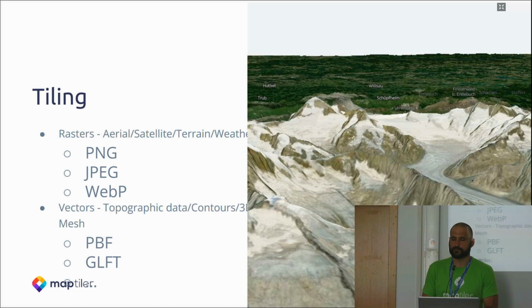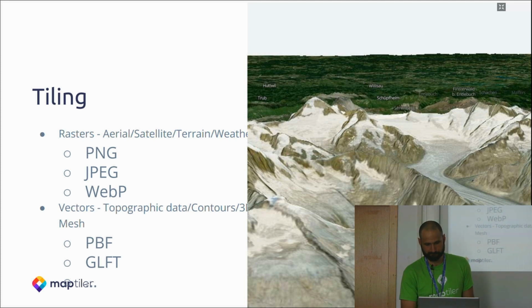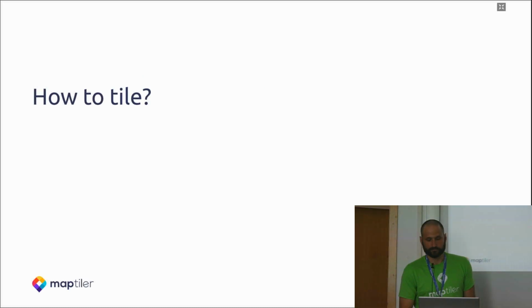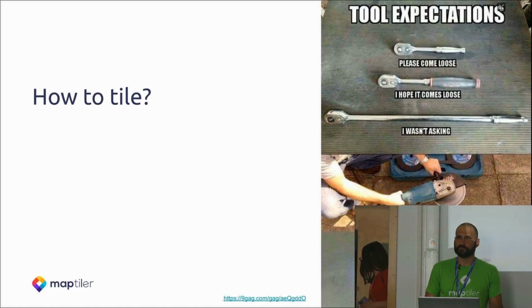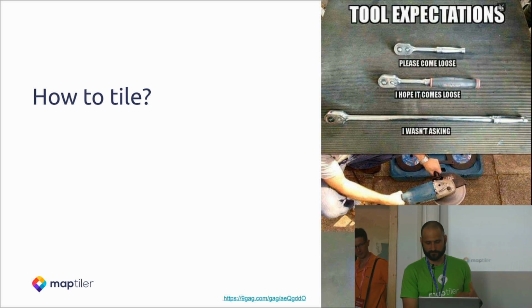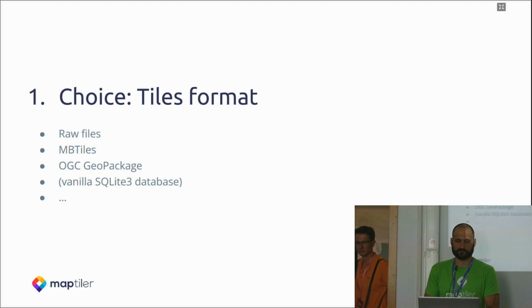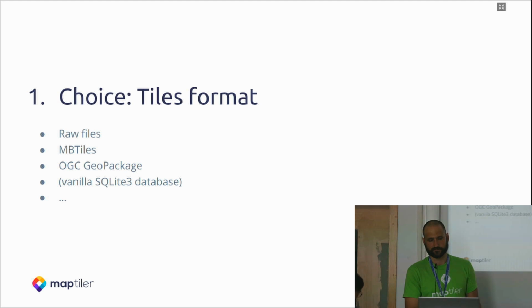Or of course, 3D vector or mesh data, whatever. So I claim everything can be tiled. But how to tile? You need to pick the right tool for it. There are all sorts of tools, and this is actually what this talk is going to be about. But first, let's make some choices. The first choice: how will the output format look?